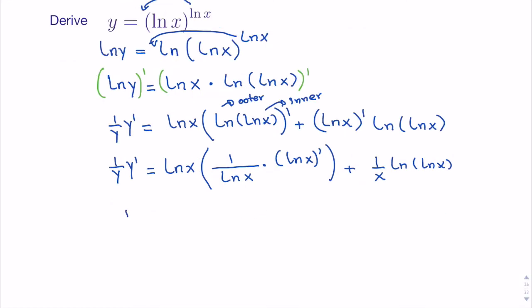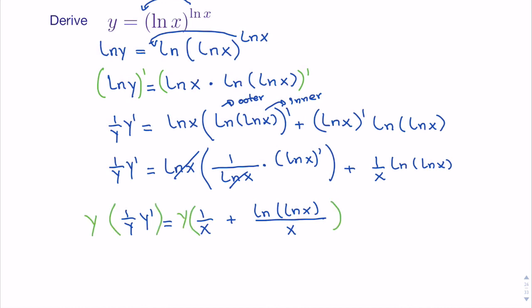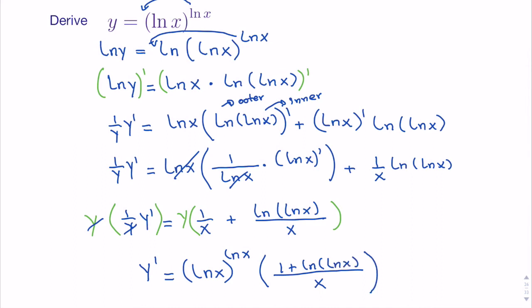Then 1 over y, y prime equals, the ln x cancel out here, and the derivative of ln x is 1 over x plus ln of ln x over x. We multiply both sides by y. The y's cancel out as always, and the derivative of y is going to be what? Y is the original function, ln x to the ln x times, and I'm going to write this with a common denominator because they already have it. So this is 1 plus ln of ln x. And that's our answer.